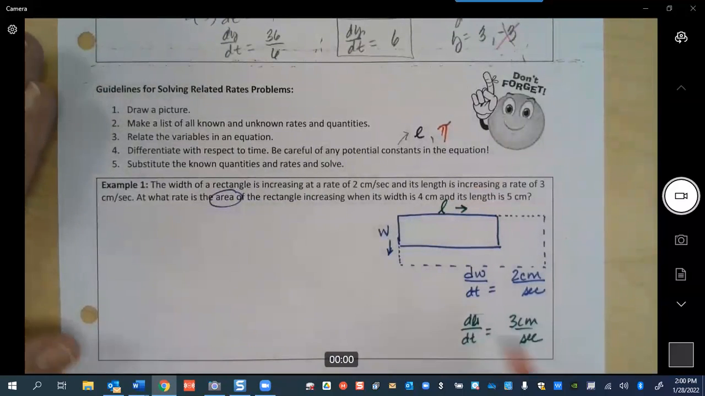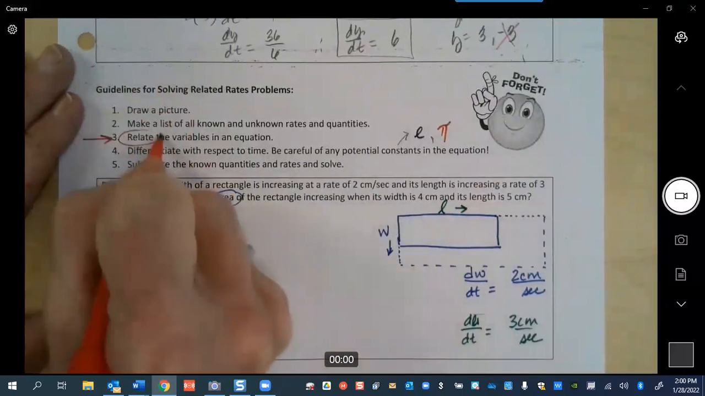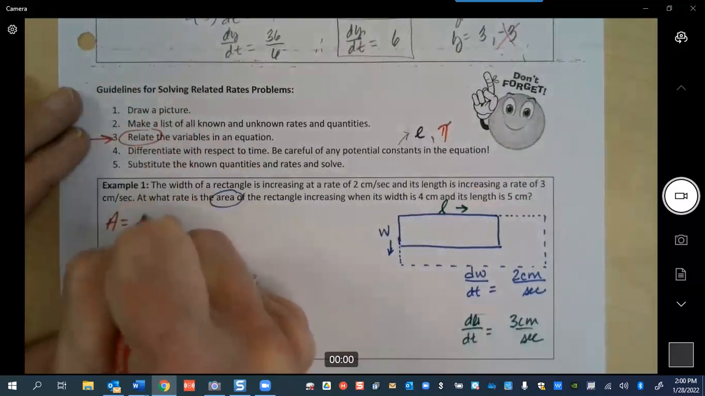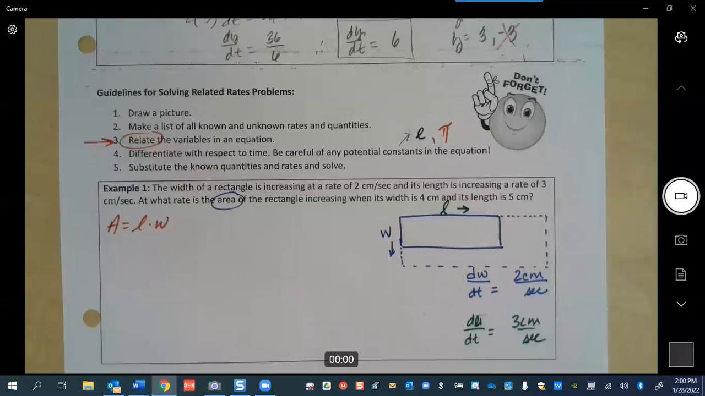So let's go ahead and talk about the relationship. This is one of the hardest things to talk about, because in the context of this problem, length and width have a special relationship. If I was talking about perimeter, it would be different. I'm talking about area. I know that area is equal to length times width. The width of a rectangle is increasing. Length is increasing. At what rate is the area of the rectangle increasing when its width is 4 and its length is 5?